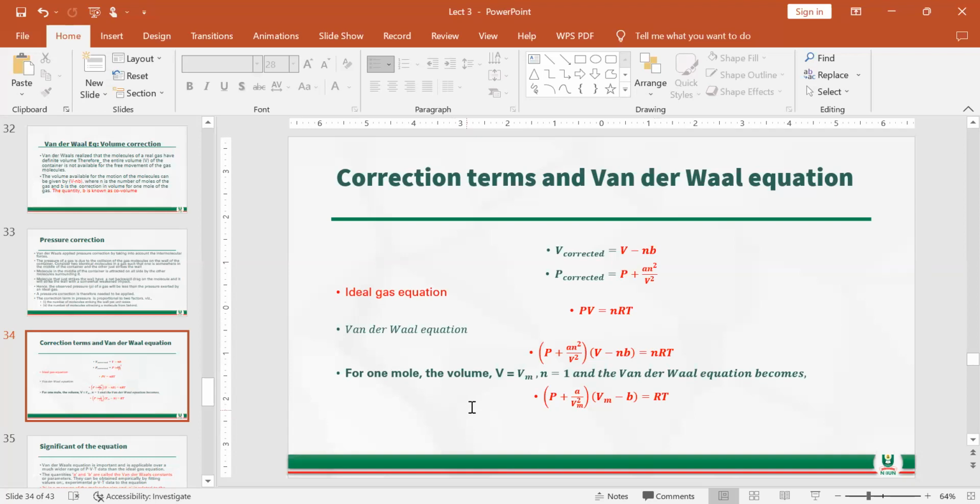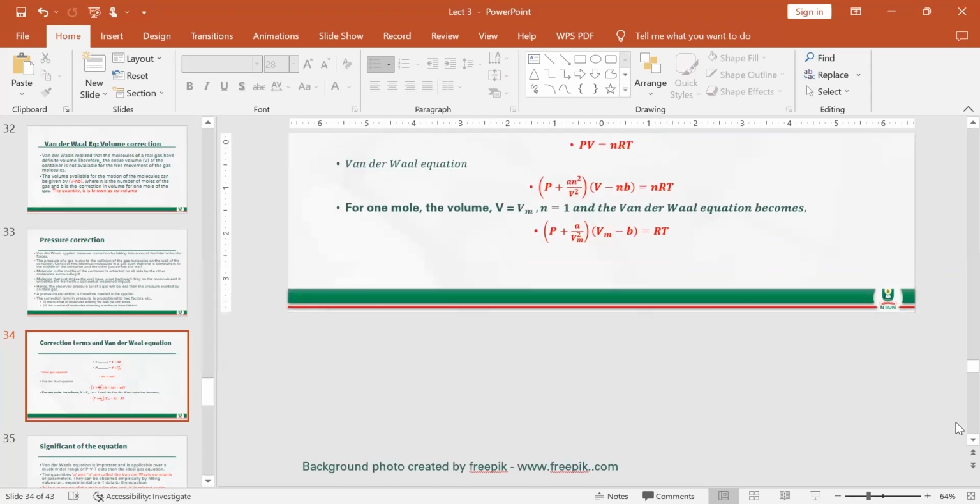So for 1 mole, the molar volume is now V, and we have the molar volume substituted here. What is molar volume? Molar volume is the volume occupied by 1 mole of a gas. The volume occupied by 1 mole of a gas is called molar volume. So that is what we see there.